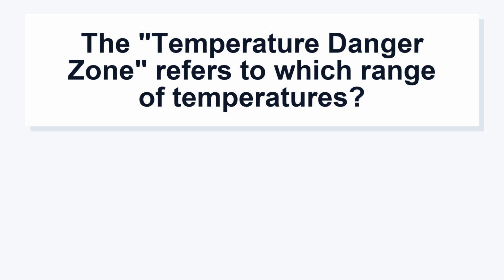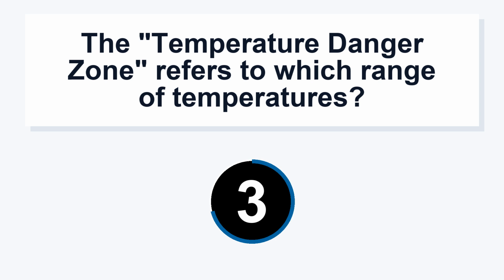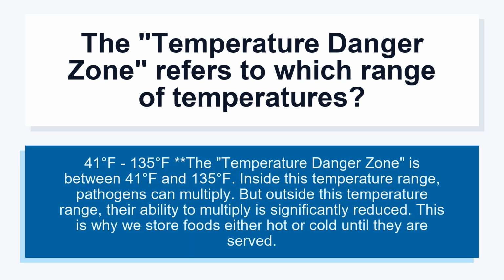The temperature danger zone refers to which range of temperatures? 41 degrees Fahrenheit, 135 degrees Fahrenheit. The temperature danger zone is between 41 degrees Fahrenheit and 135 degrees Fahrenheit. Inside this temperature range, pathogens can multiply, but outside this temperature range, their ability to multiply is significantly reduced. This is why we store foods either hot or cold until they are served.